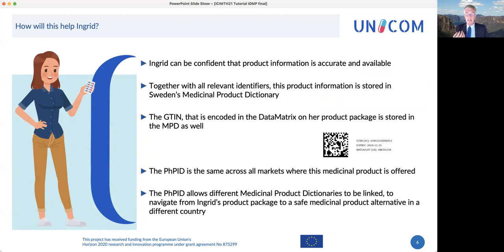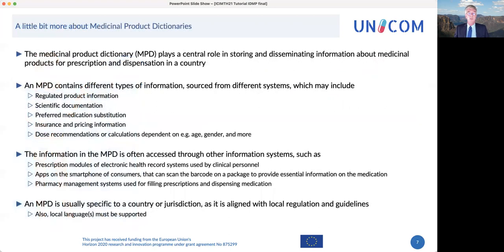And the PHP ID will be the same everywhere and allows you to navigate across medicinal product dictionaries in different countries. Actually, they are linked together to make available the relevant information in different countries, even though they are under the control of different national competent authorities. But given that they have one common global PHP ID, you can navigate from one medicinal product dictionary to the other to find out what's the name of this product in another country. And that's what's going to happen.